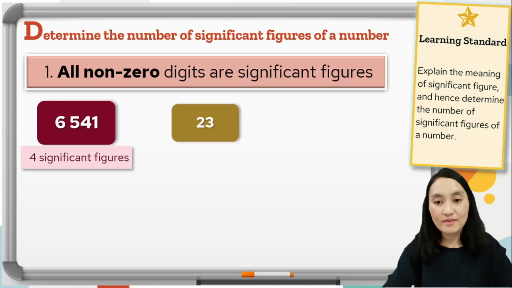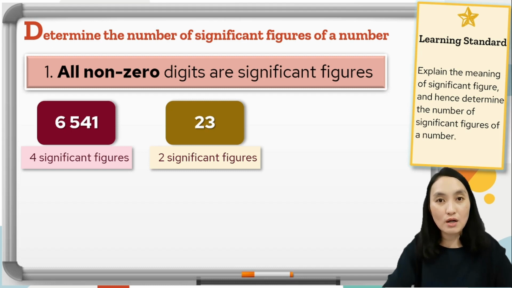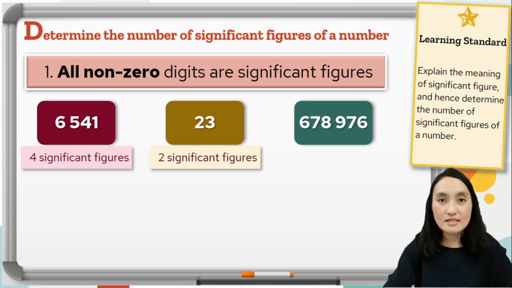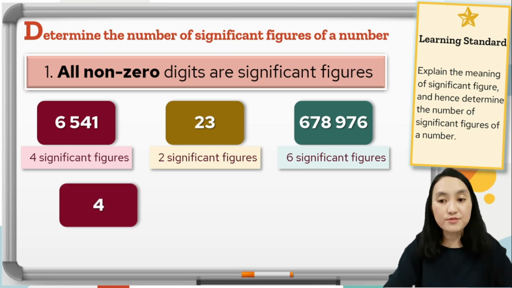Look at the second number, 23. So how many significant figures are here? Yes, there are 2 significant figures because 23 has 2 non-zero digits. Look at the number 3,678,976. There are 6 significant figures because all 6 numbers are non-zero digits. Look at the number 4. So how many significant figures are here? Yes, it is only 1 significant figure.